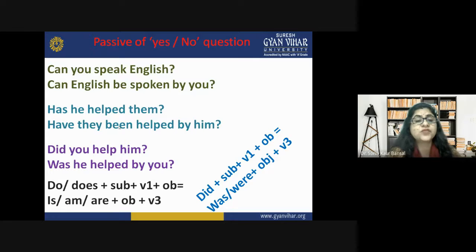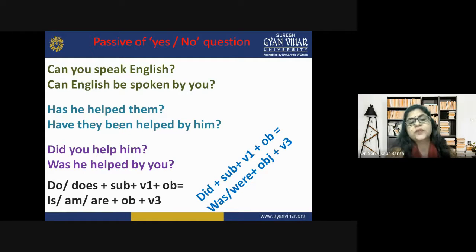Now in the third type of sentence, did you help him? In simple past tense we are going to change did into was. Was he helped? As we all know, when we are using did, there will always be the verb's first form. So in the first sentence you have seen, did you help him? There is did and there is help, because subject plus verb's first form is used. But in passive voice we will ask, was he helped? Now did has been converted into the verb's second form. So, was he helped by you?